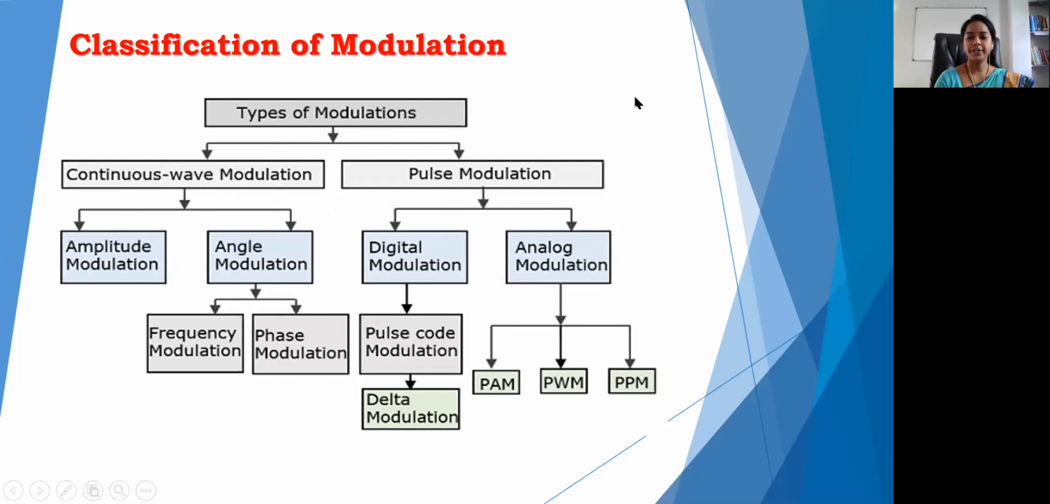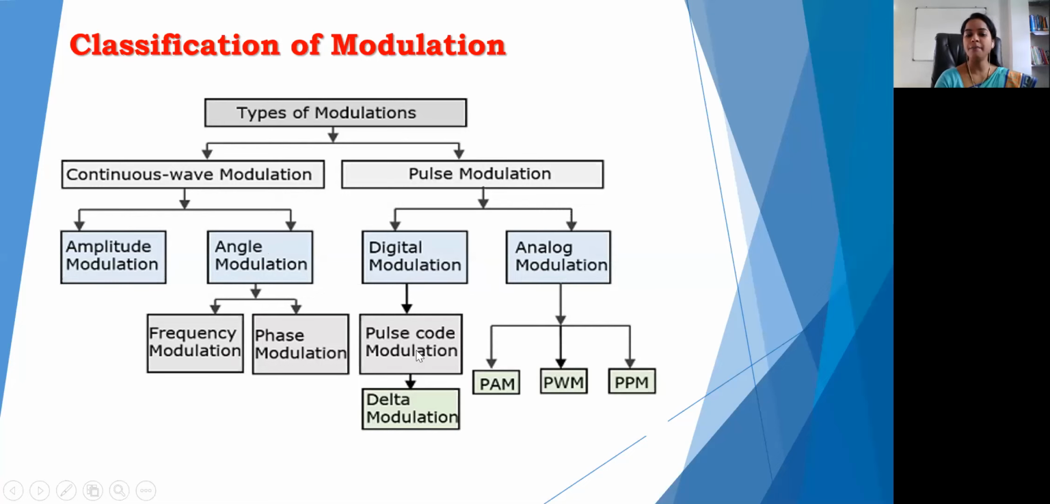Okay, so next, I would like to tell you what is the classification of modulation. What are the different types of modulation? Types of modulations are continuous wave modulation and pulse modulation. It has two main types. In continuous wave, you will have amplitude modulation and angle modulation, and in angle modulation you have frequency modulation and phase modulation. Pulse modulation is divided into two parts, digital and analog.